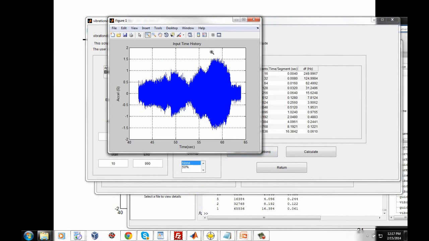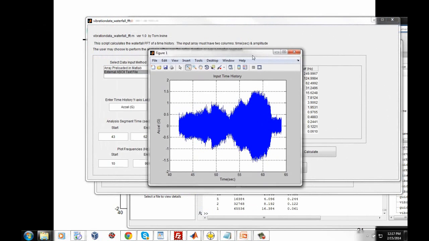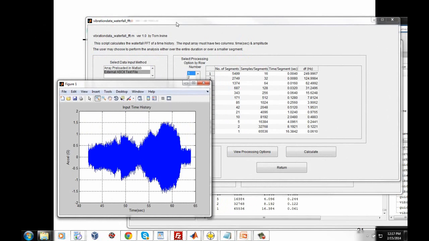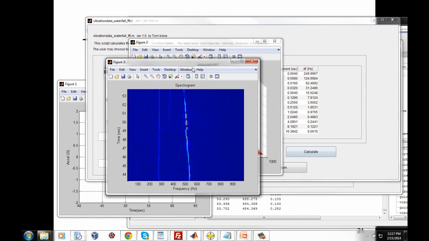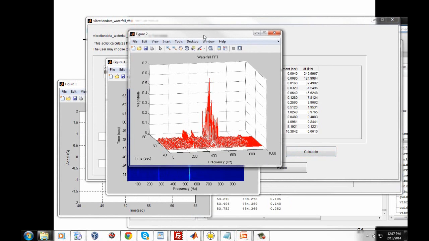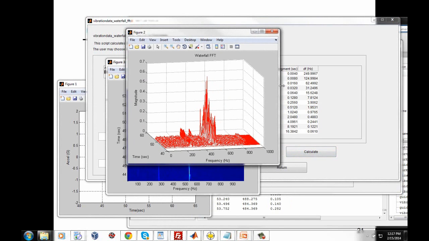We have to look at these options again. Okay, there's our time history from our measured flight accelerometer data on a bulkhead. Okay, let's try 42 segments. That's choice 8. We're going to calculate. So there's our spectrogram here. But I prefer to look at the Waterfall FFT.